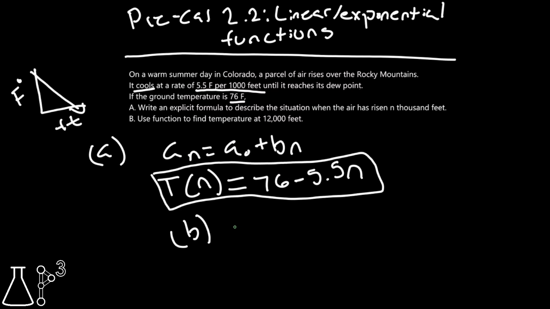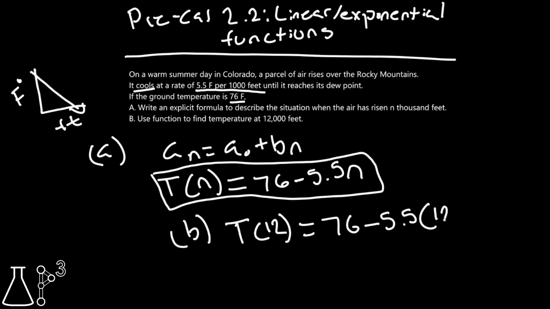So you're literally just going to do T of 12, which is equal to 76 minus 5.5 times 12. And there you go. If you were to calculate that, 5.5 times 12 is 66. So 76 minus 66 is 10. So there you go. There's your answer. It's 10 degrees Fahrenheit.